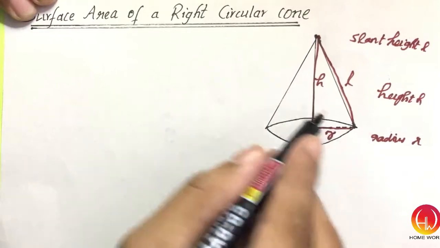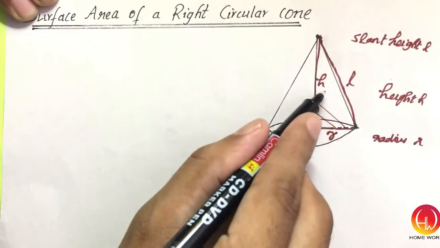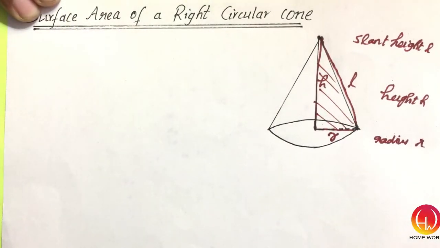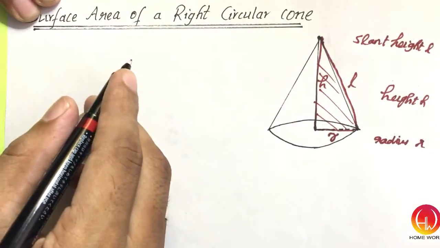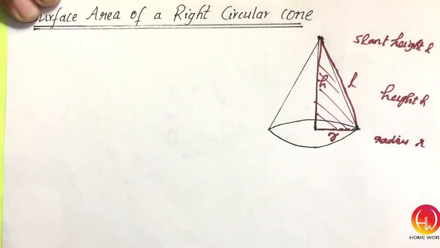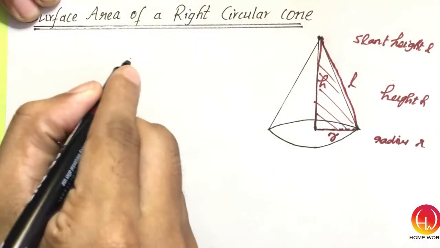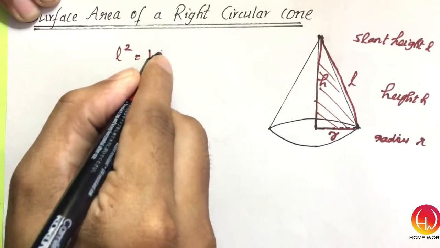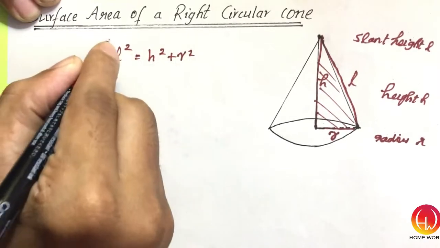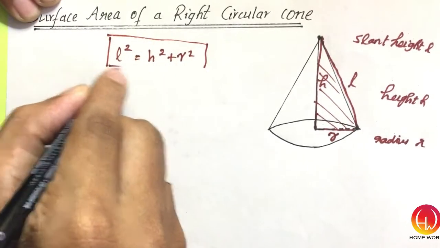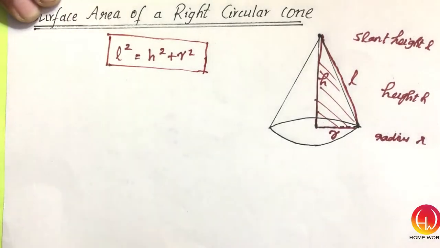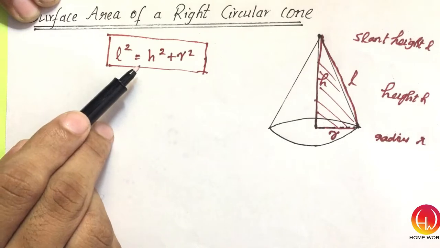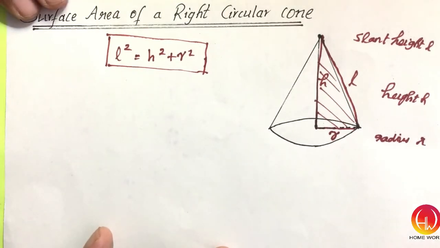We know this is a right angle triangle, and among this, which is the hypotenuse? L is the hypotenuse of this right angle triangle. So we know what Pythagoras theorem is: hypotenuse square equals base square plus height square. So we can write a relation between L, H and R: L square equals H square plus R square. What is L? Slant height of the cone. What is H? Height of the cone. And what is R? Radius of the cone.